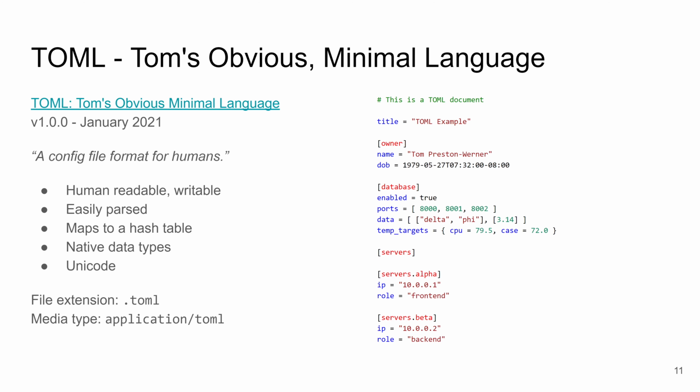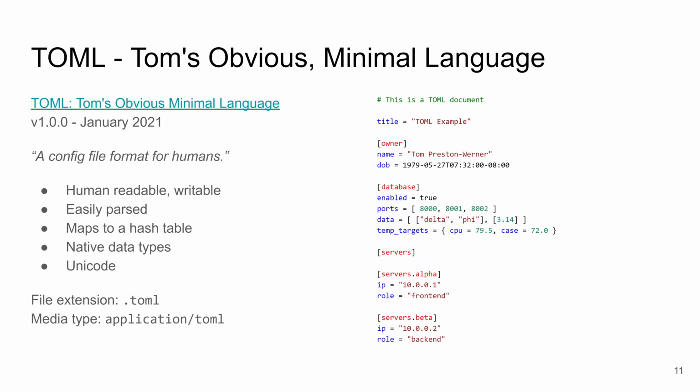And the interesting thing about TOML is it extends the INI file syntax, which can be seen from the example in the slide. But its specification, in its 1.0 version, was released in 2021. And its motto is a config file format for humans. This is quite interesting because so far every configuration file format states that it is meant for humans and that it is human readable and writable and easily parsed. So the same goes for TOML.